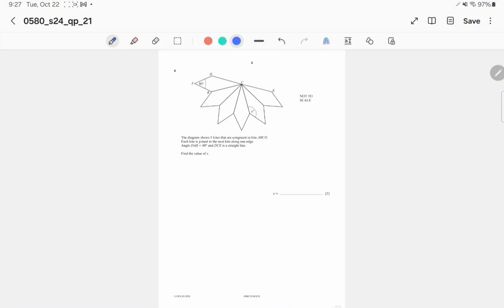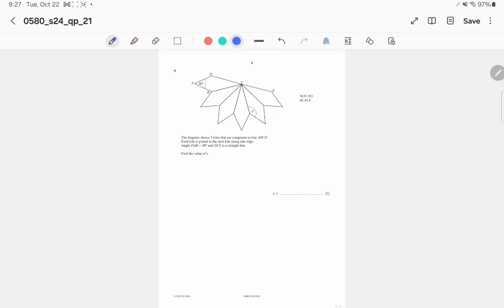The diagram shows 5 kites that are congruent to kite ABCD. Each kite is joined to the next kite along an edge. Here the angle DAB is 40 and DCE is a straight line. Find the value of x. Okay, so how will you find it?